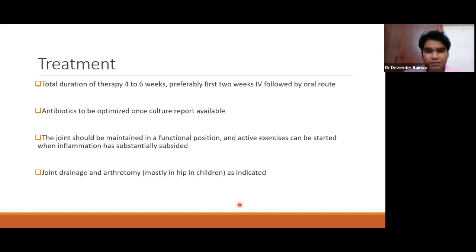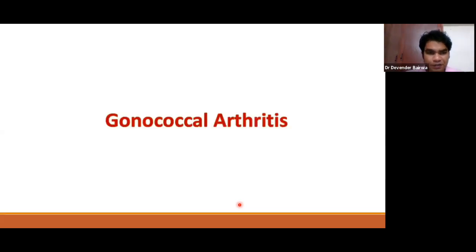Suppose after all this antibiotic therapy there is no improvement in the joint, or there is suspicion of collection of abscess in the joint. In such cases, joint drainage is required, because if that abscess is not cleared off, then the joint will not improve, and arthrotomy may be required. Mostly this happens in septic arthritis of the hip, especially in children. So if medical therapy is not sufficient, then you have to go with surgical intervention.